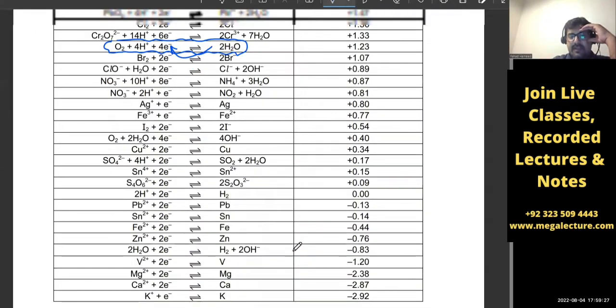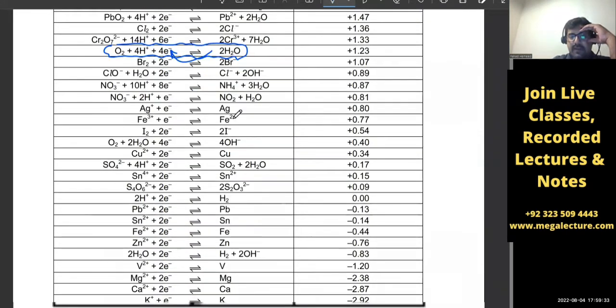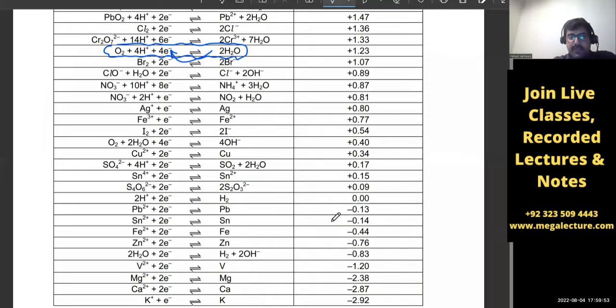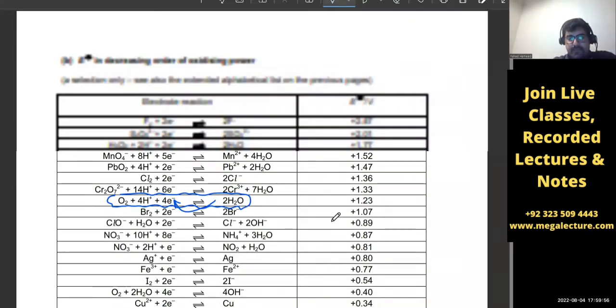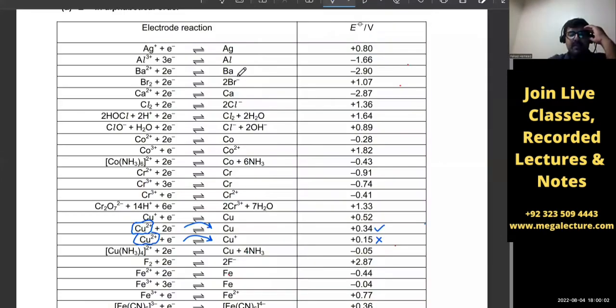Iodine kidhar hai? Iodine. So under I, you don't find any equation for iodate 5, right? So I guess the only equation for acidified iodate 5 is this one. That's the only one. He's saying with bromide, so go in the data booklet and find an equation for bromide. So where's bromide? Bromide is over here. There's only one equation, which is this one, and it's 1.07 volts. So I'm going to use that.